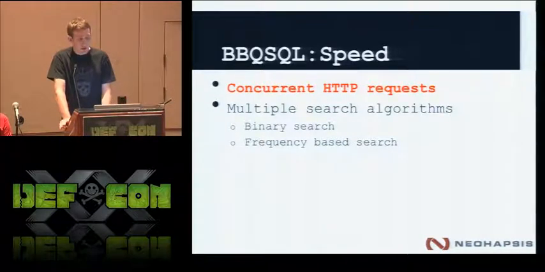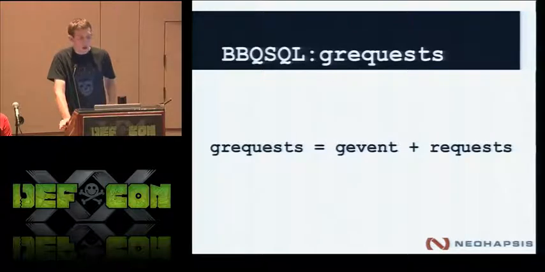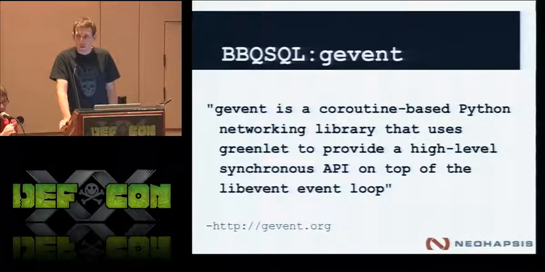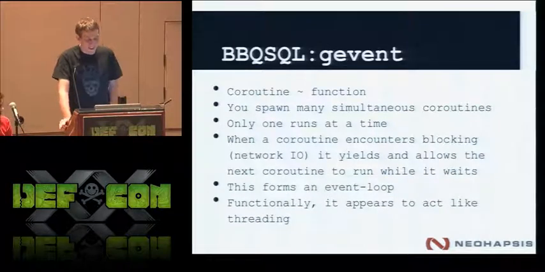So first, the concurrency. I'm using a library called gRequests, and I'm sure not many people have heard of that. It's a combination of Python's gevent and the Python requests library. First, I'm going to talk a little bit about what gevent is. gevent is a coroutine-based Python networking library that uses greenlets to provide a high-level synchronous API on top of the libevent event loop. All right, can I move on? Yeah. All right, so I'm going to talk a little bit about what that means.